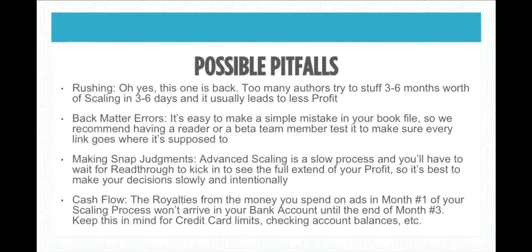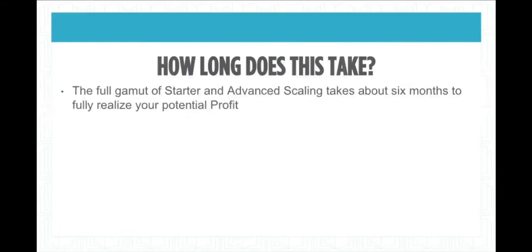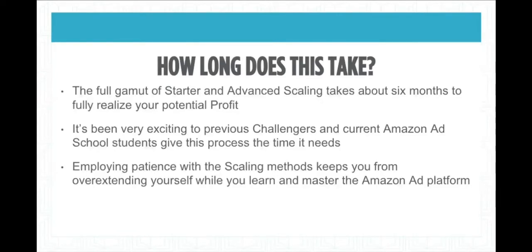So this is $500 a month in profit for the series, not lifetime, $500 a month. Now, how long does this take? The full gamut of starter and advanced scaling takes about 6 months to fully realize your potential profit. It's been very exciting to previous challengers and current Amazon Ad School students to give this process the time it needs. Employing patience with scaling keeps you from overextending yourself while you learn and master the Amazon ad platform.